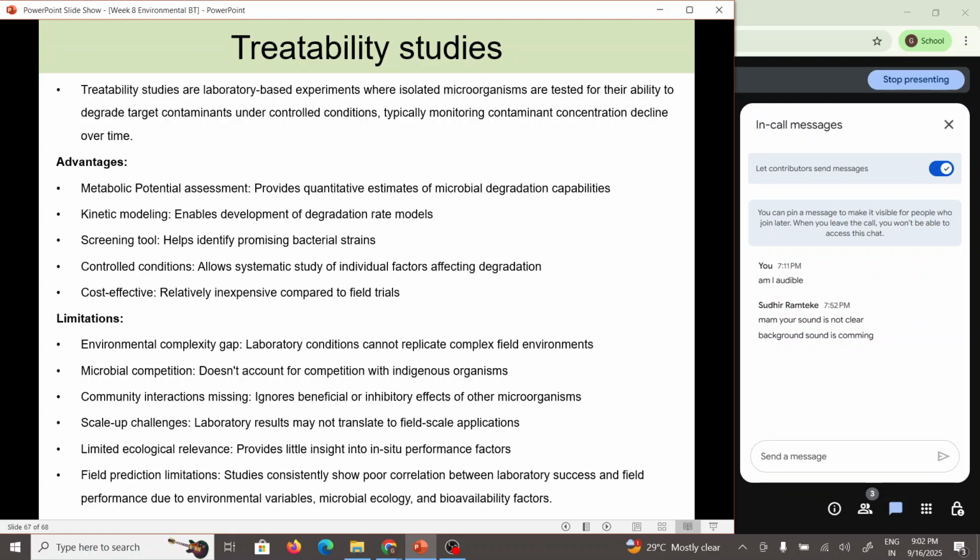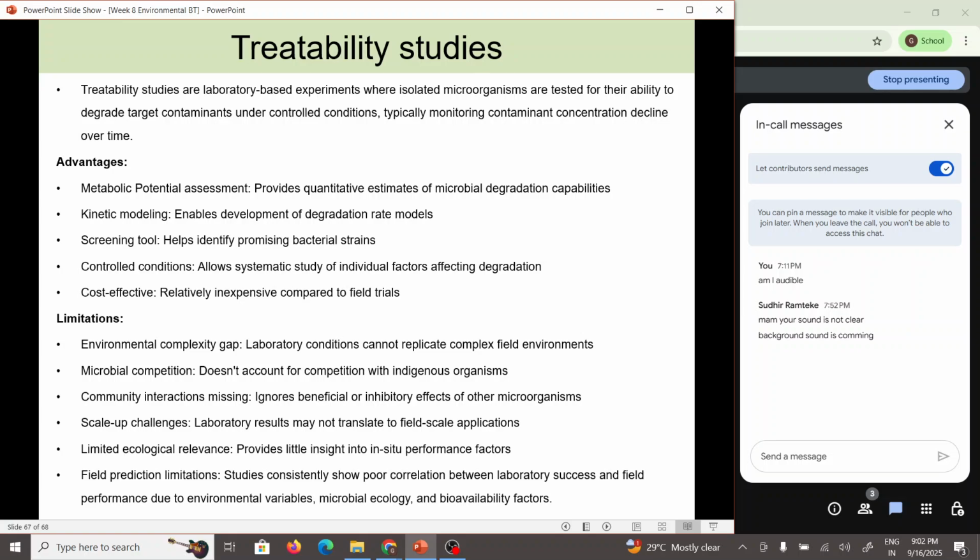So in treatability studies, the end result that we will be monitoring is the contaminant concentration, and we will be expressing the results in terms of degradation efficiency or degradation percentage. The advantages of the treatability studies is that it gives us an idea about the metabolic potential of the microbes that we are using. It allows us for kinetic modeling.